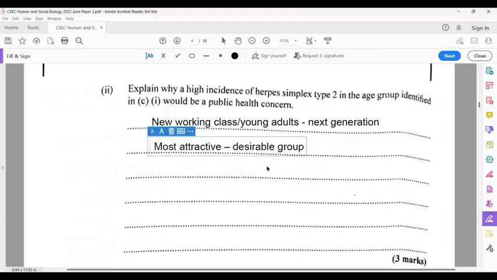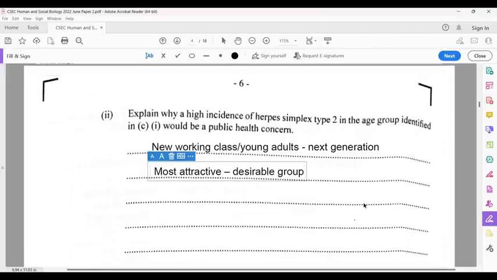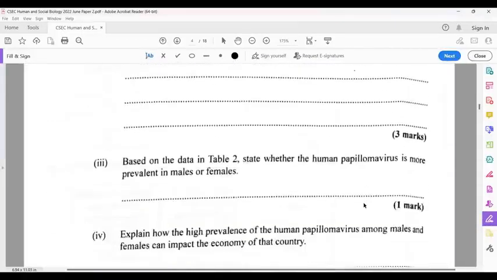If you have an outbreak in that age group, it means public health need to pay particular attention to that age group. You don't want that age group dying off.